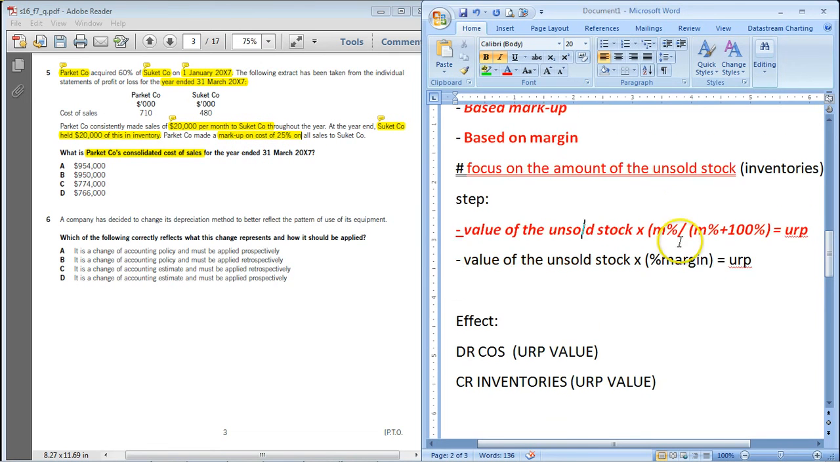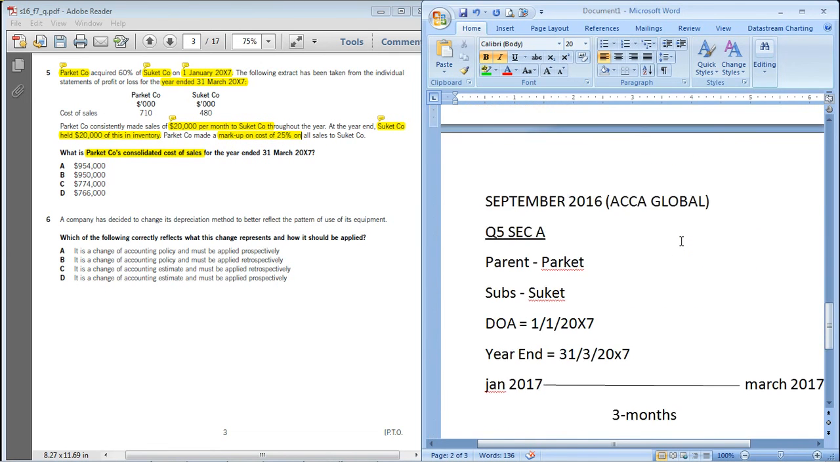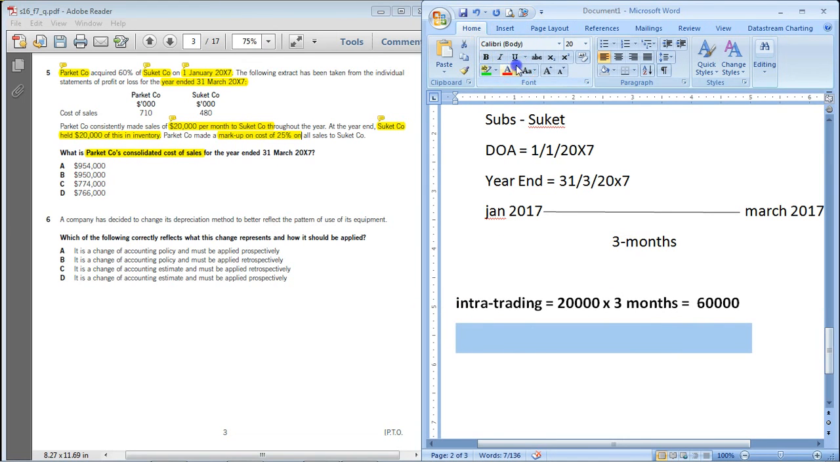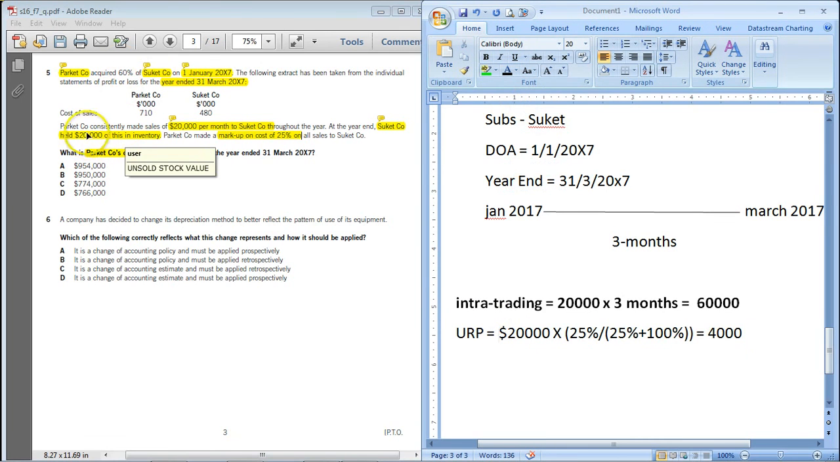So can we calculate together how to get the URP? 20,000, you see, this is the unsold stock value. You times with your 25% markup, as mentioned in the formula. You divide by 25% plus 100%. You will get 4,000. So this is your URP.